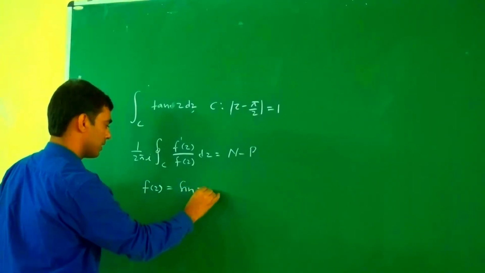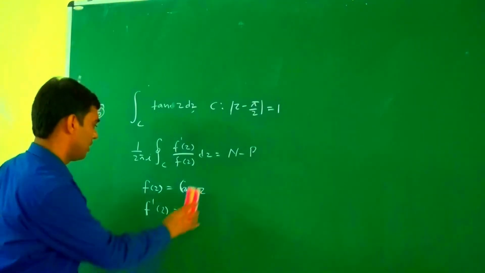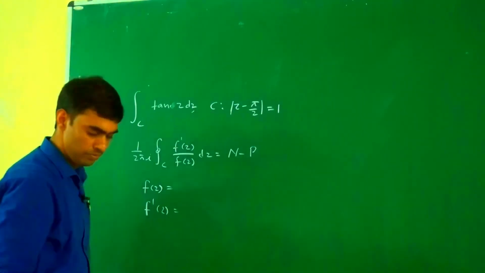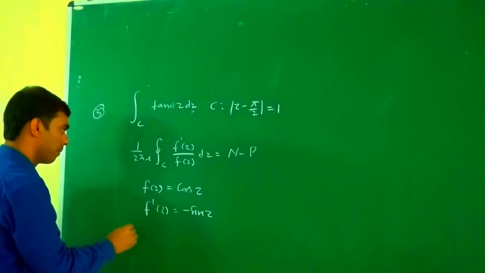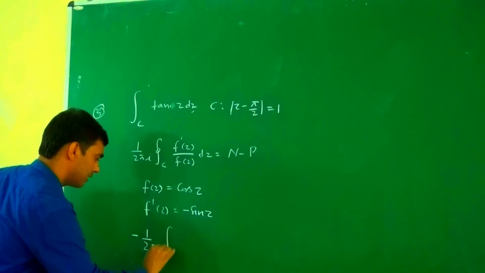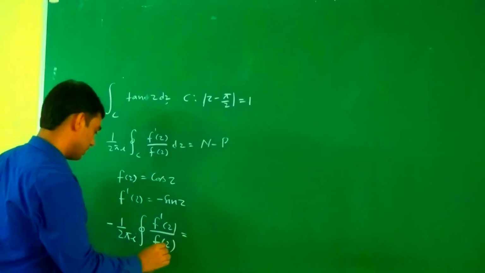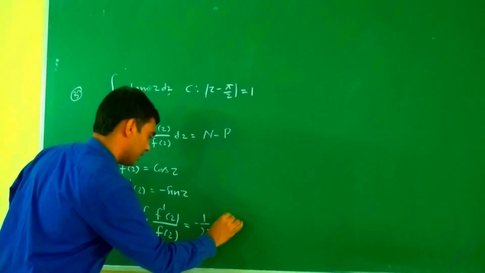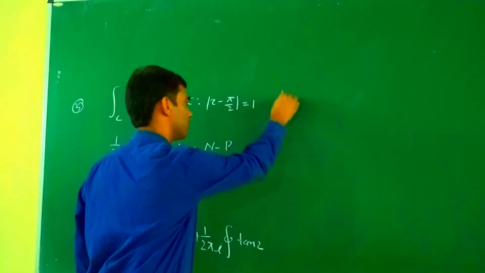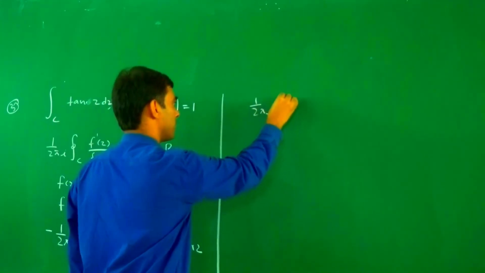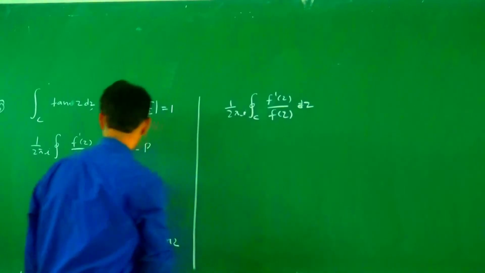Here, if f z equals cos z, sorry, f z equals cos z, then f dash z equals minus sin z. Then minus 1 upon 2 pi i integrate over C f dash z upon f z dz equals minus 1 upon 2 pi i integrate over C tan z dz. Now we know the value of 1 upon 2 pi i integrate over C f dash z upon f z dz.